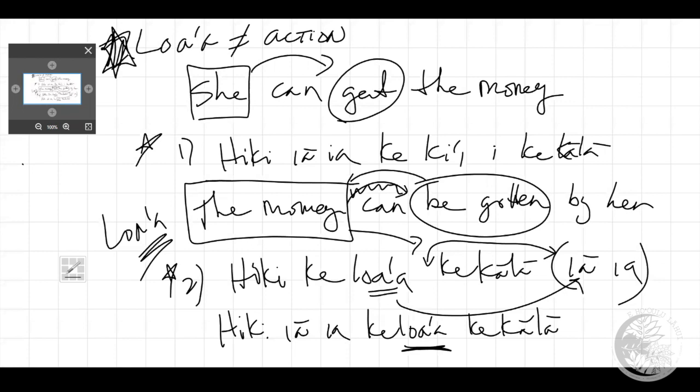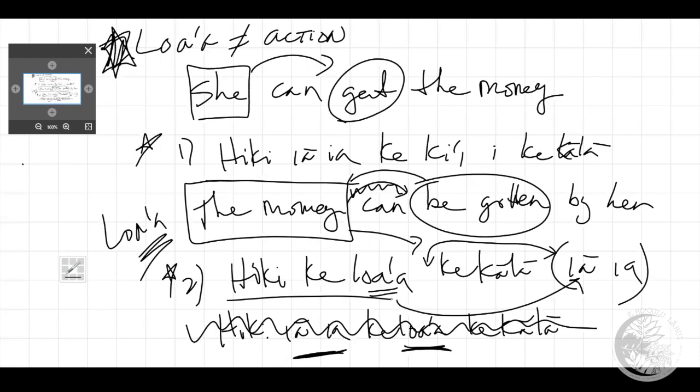And so, because it's not an action, I do not use the type 1. And in fact, this would be incorrect. So anytime we use loaʻa, it basically is hiki ke loaʻa. Yeah. She can get the fruit, or the fruit can be gotten by her. Again, I'm going to use loaʻa. Hiki ke loaʻa ka huaʻai iā ia. Hiki ke loaʻa iā ia ka huaʻai. And not hiki iā ia ke loaʻa ka huaʻai.